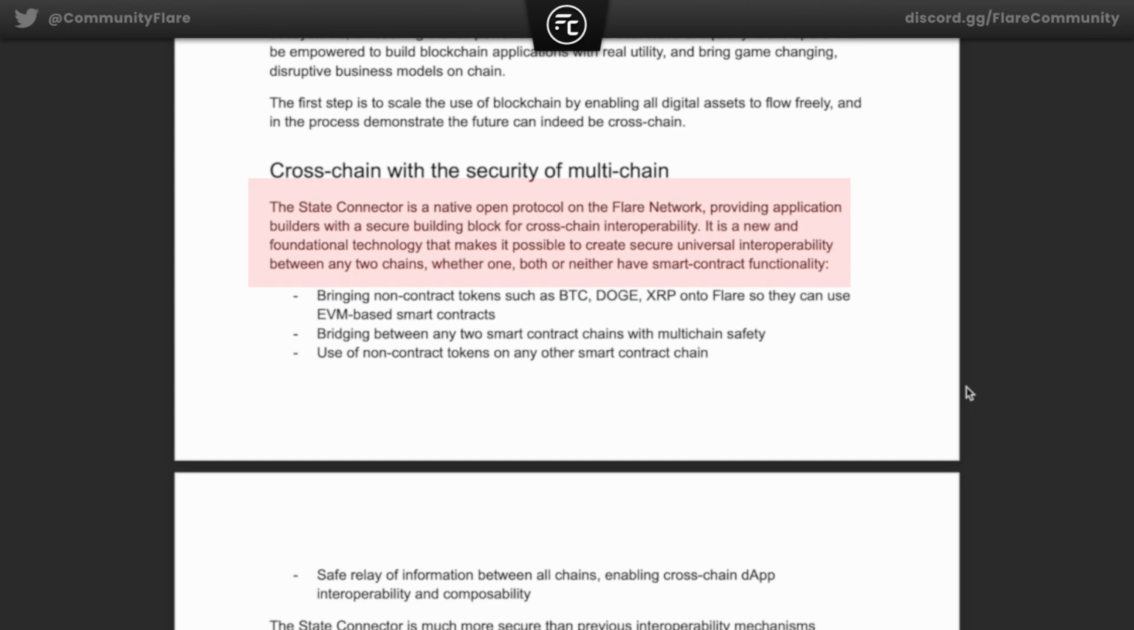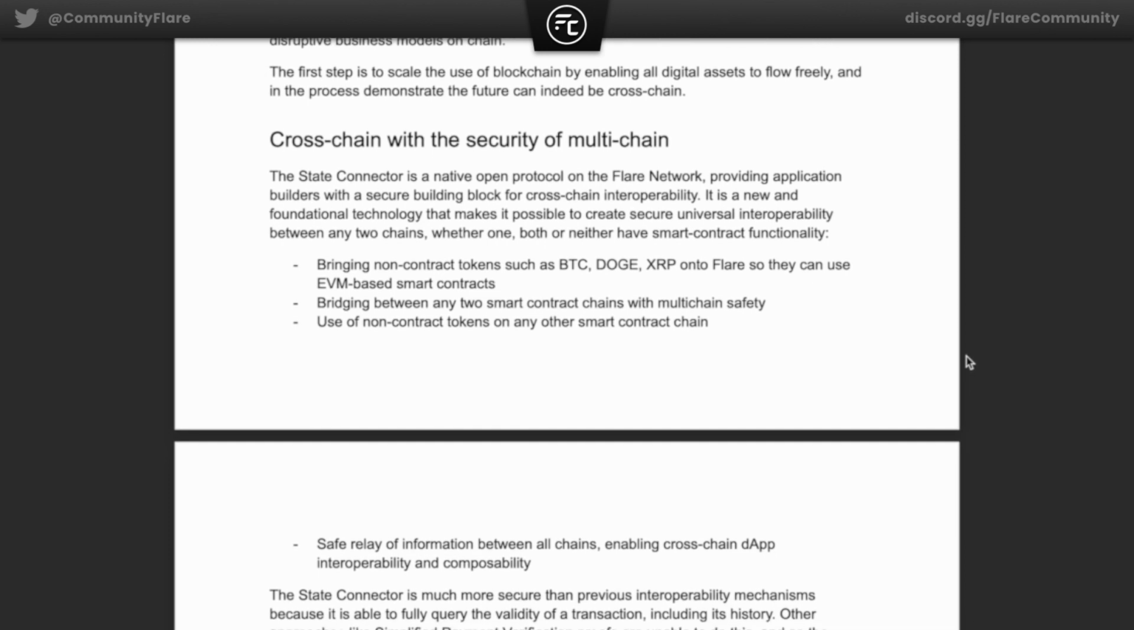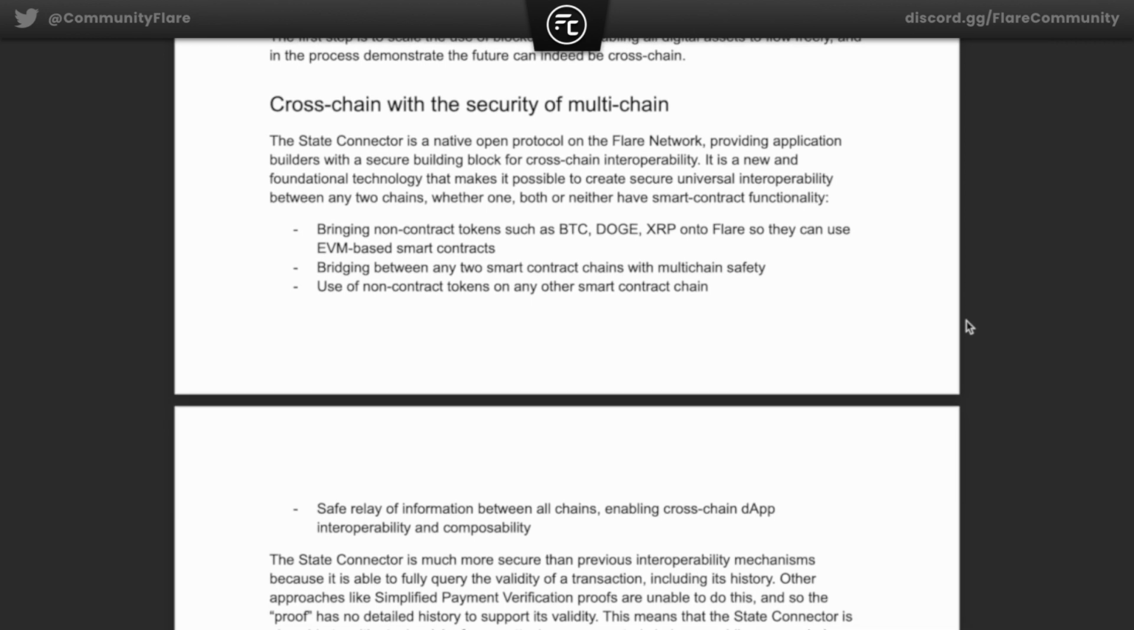The State Connector is a native open protocol on the Flare network, providing application builders with a secure building block for cross-chain interoperability. It is a new and foundational technology that makes it possible to create secure universal interoperability between two chains, whether one, both, or neither having smart contract functionality. For example, this could be bridging non-contract tokens such as Bitcoin, Dogecoin, XRP onto Flare so that they can use Ethereum Virtual Machine smart contracts.